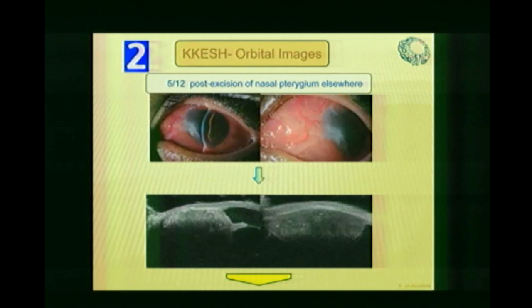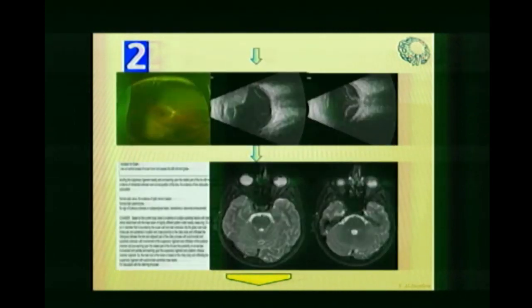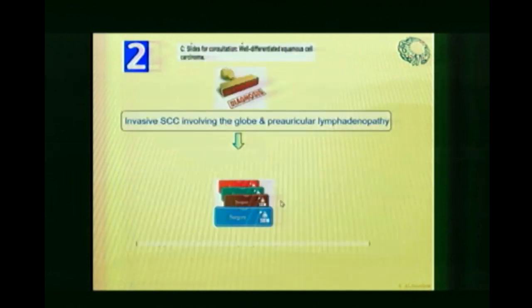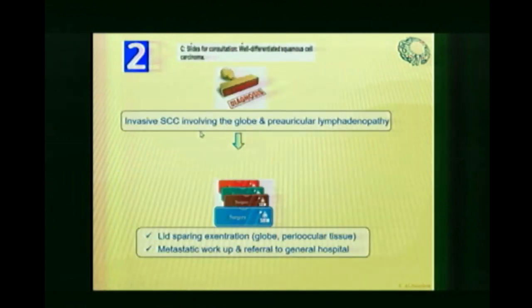The second patient is 5 months post-excision of a nasal pterygium, which was done elsewhere. As you can see here, when you look at it, you cannot tell what the original diagnosis was. And then when you just do a UBM, you will see a big mass underneath inside the eye with RD, and this is the mass appearing in the B-scan, and with the MRI also you can appreciate the tumor invading the globe itself. So this is an invasive squamous cell carcinoma with preauricular lymphadenopathy.